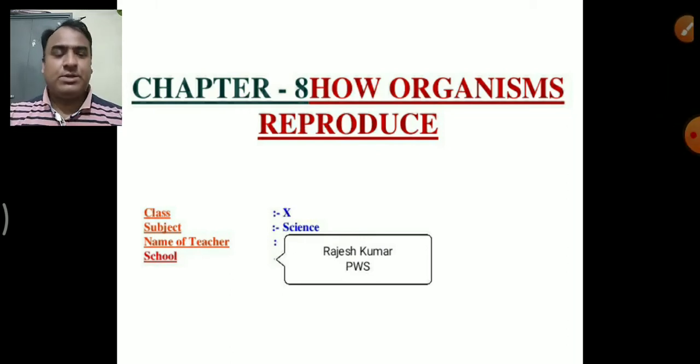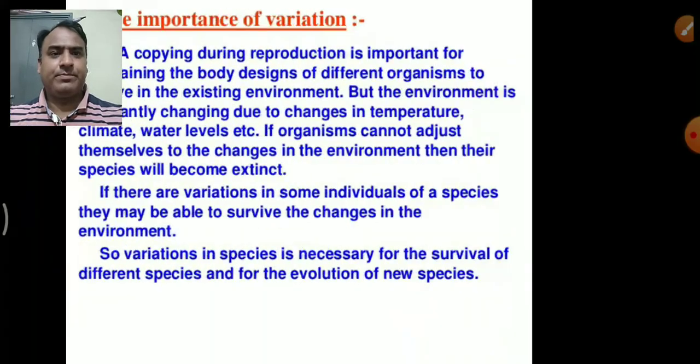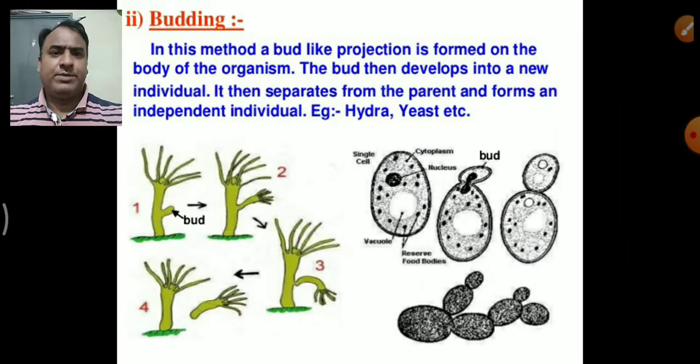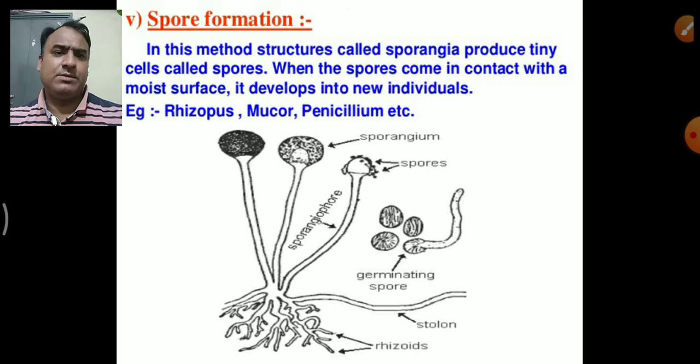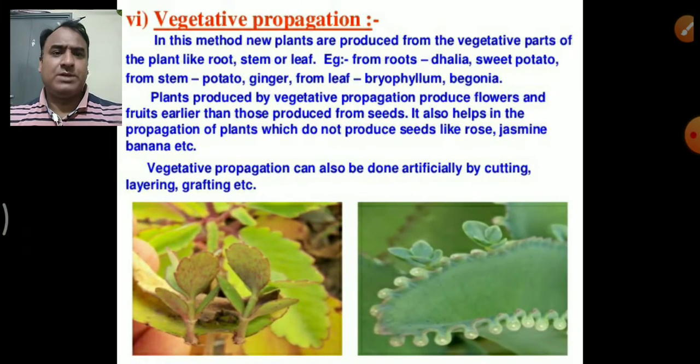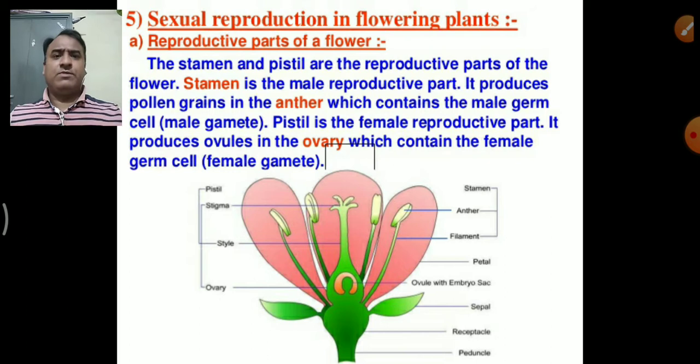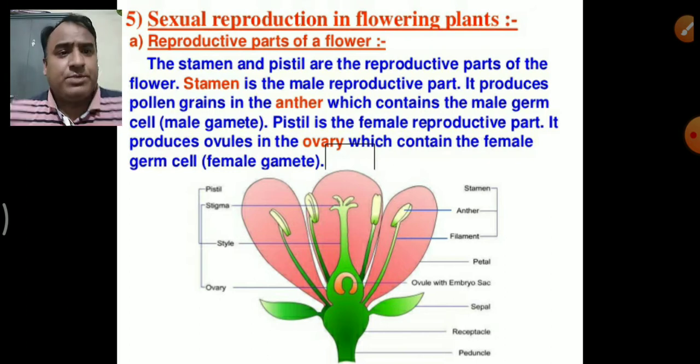Our main chapter is how do organisms reproduce. This is the fourth lecture. In this particular video, we will focus on topics like sexual reproduction in plants, especially flowers. We discuss the flowers. Let's start. Sexual reproduction in flowering plants.